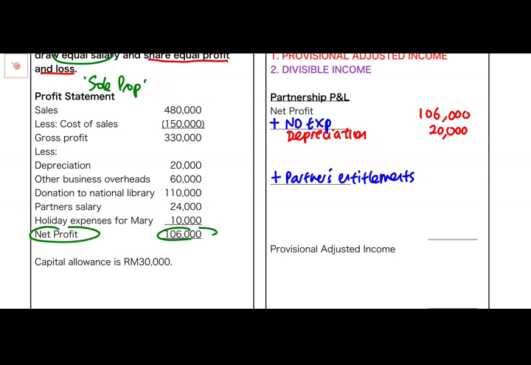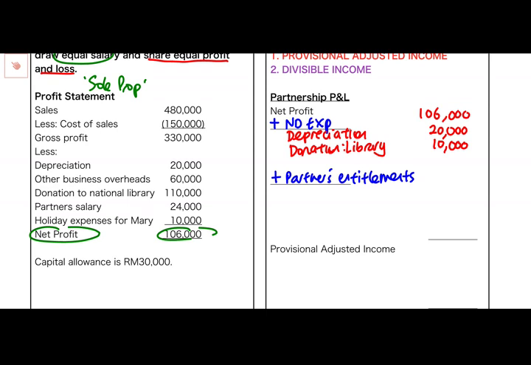Okay, can you tell me, is there anything else inside the P&L that is not deductible? The donation to National Library. Alright? Now, how much can you not deduct? 10. Good. So the donation to the library, you must add back 10. Now, does anyone have a problem with that? Why for the donation to the library, you have to add back 10? The maximum deduction is 100.